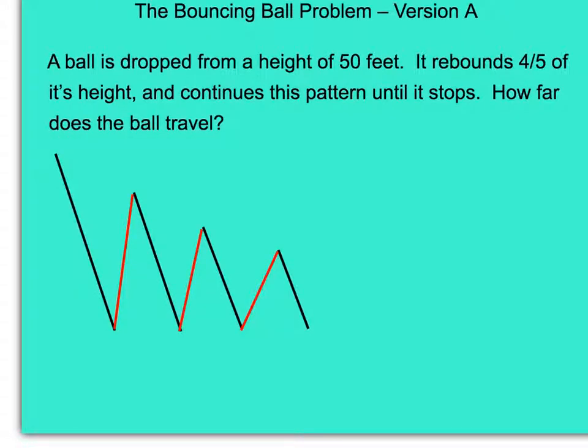This is an example of a problem that we will be able to solve at the end of this lesson. A ball is dropped from a height of 50 feet. It rebounds 4/5 of its height, so this is like my common ratio, and it continues this pattern until it stops. How far does the ball travel? So they mean travel distance. Down, up, down, up, down, up. What is that total distance? So we'll get to that later.